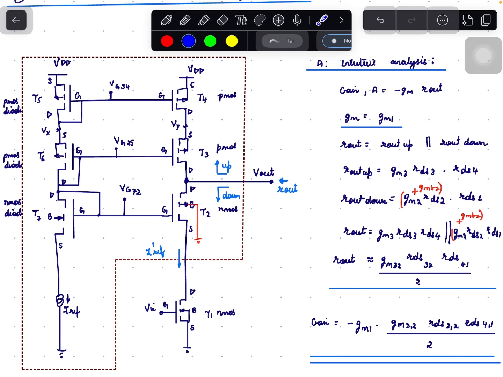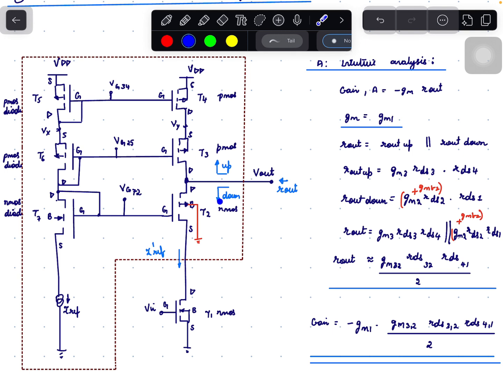What is the output impedance of this circuit? The output impedance, that is Rout, is the Rout seen at the output node, that is Vout. This is equal to Rout up parallel to Rout down. What is Rout up? Rout up is nothing but the impedance seen at the drain of T3 when T4 is present. This is equal to RDS4 times gain of T3, that is GM3 times RDS3. So Rout up is nothing but RDS4 times GM3 times RDS3.